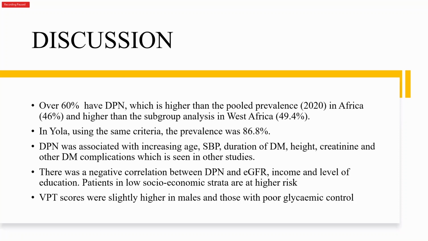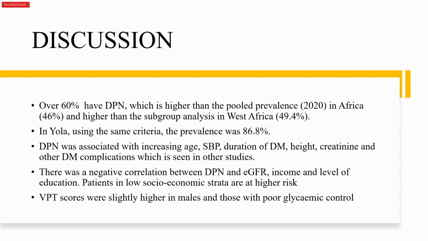Over 60% of our patients have diabetic neuropathy, which is higher than the pooled prevalence in Africa, which was reported as 46%. And it's higher than the subgroup analysis in West Africa, which was 49.4%. What is this saying? Our patients are at high risk. In Yola, using the same criteria, the prevalence was even higher than ours.